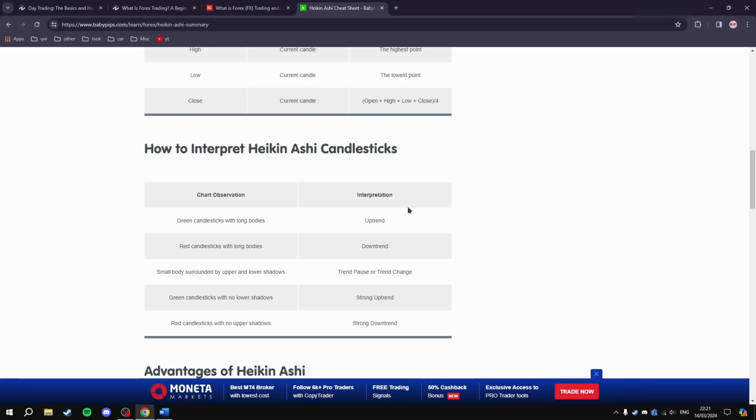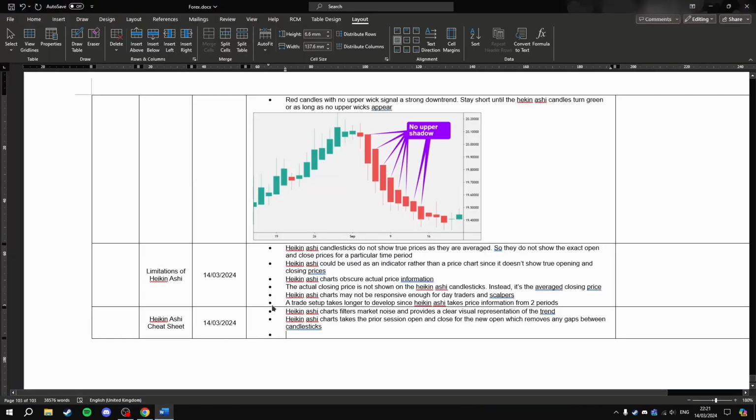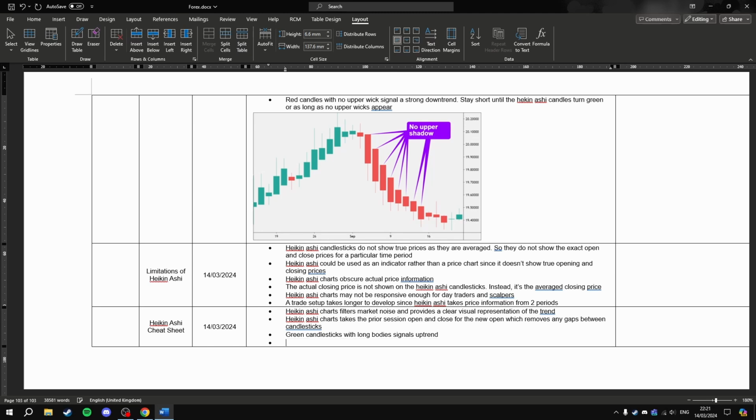How to interpret Heikin Ashi candlesticks? Green candlesticks with long bodies signal an uptrend. Red candles with long bodies signal a downtrend.